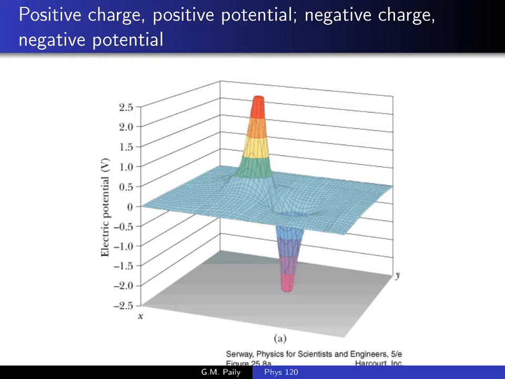Here we look at the potential due to a dipole. We see that a positive charge creates a positive potential, and a negative charge creates a negative potential. Notice that directly in between at the halfway point, the potential is zero, because the positive potential and negative potential cancel out. This also gives us another way of picturing potential. We can draw an analogy between potential and height. Positive potential is positive height, negative potential is negative height.